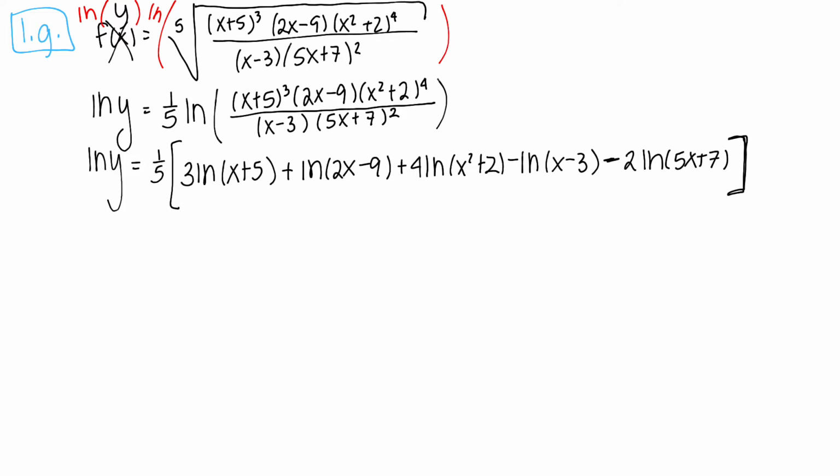Now we're going to take a derivative. From this step, we're going to differentiate both sides, now that it's all algebraic out. On the left side, we have chain rule, or implicit differentiation, chain rule. So we have 1 over y dy dx. Then this 1/5 right here, I'm going to let him sit out front, and I'm going to take these derivatives.